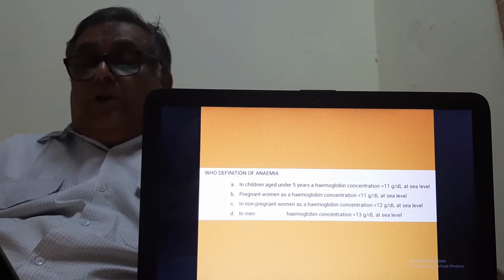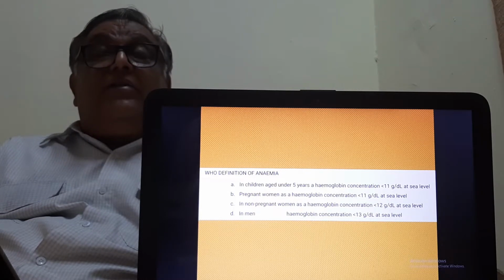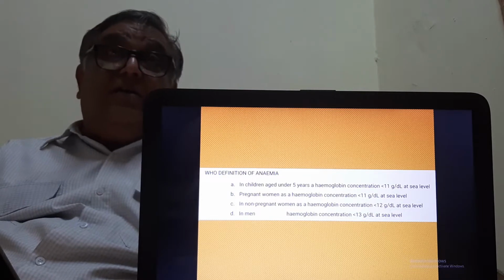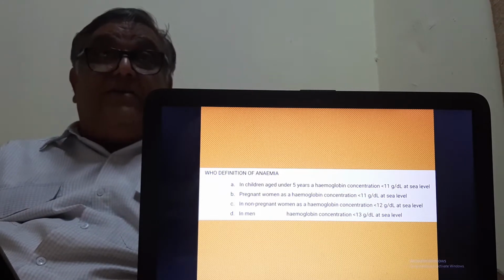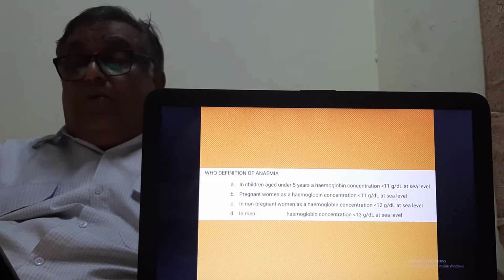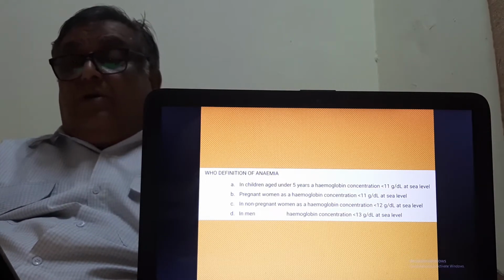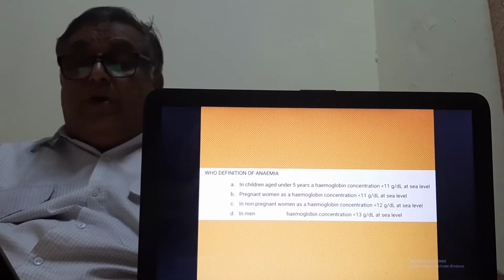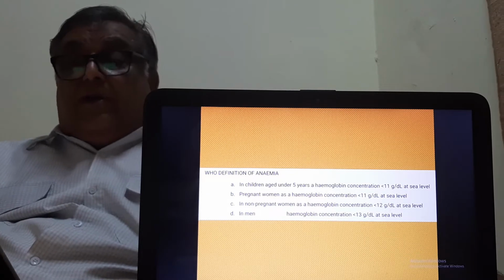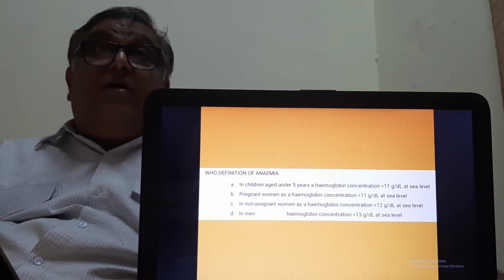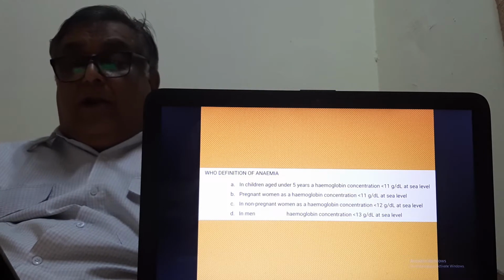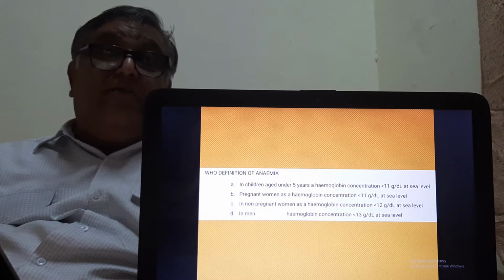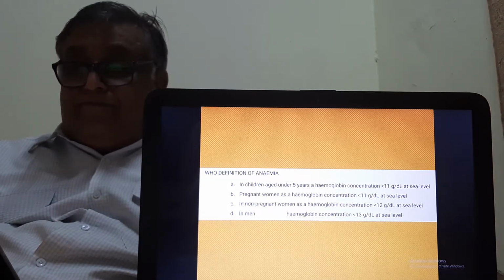Anemia, according to WHO, is a condition in which the hemoglobin is less than 11 gram per deciliter in children aged less than 5 years at sea level. That is one group. In pregnant women also, if the hemoglobin is less than 11 gram per deciliter at sea level, is the next group. In non-pregnant females, a hemoglobin less than 12 gram per deciliter at sea level. And in men, a hemoglobin concentration less than 13 gram per deciliter at sea level constitutes anemia.